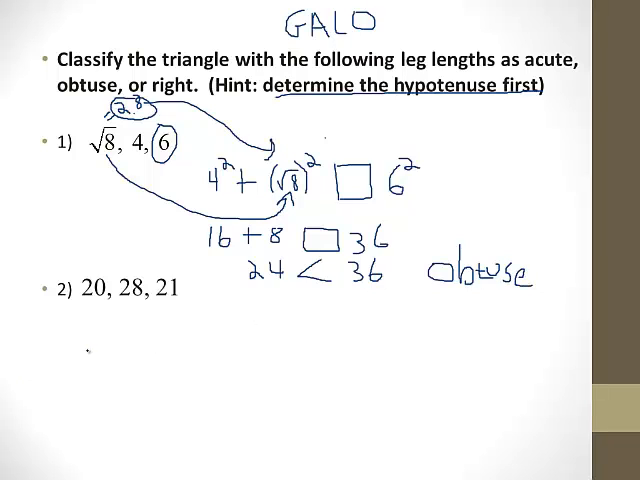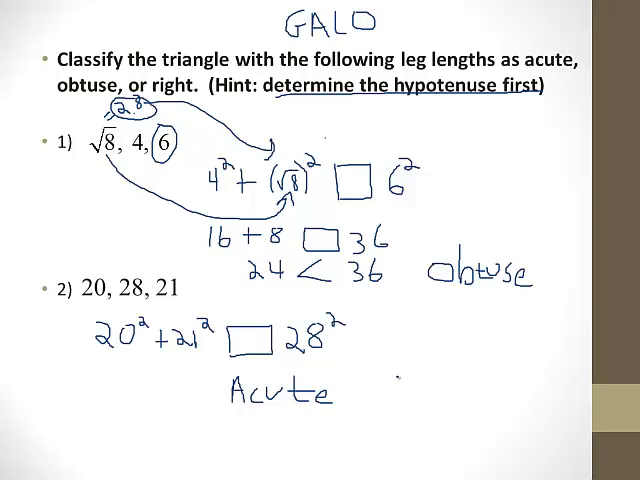Okay, what about the next one? I'm going to set it up for you, and then you can do it on your own and see what you think. So we have 20 squared plus 21 squared. You have your inequality symbol or equal sign that will be here, and then we get 29 squared. And if you do everything correctly, you should get a right triangle. And that's it.